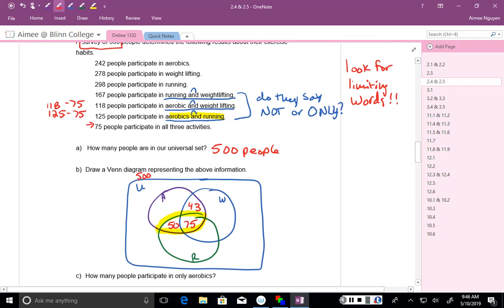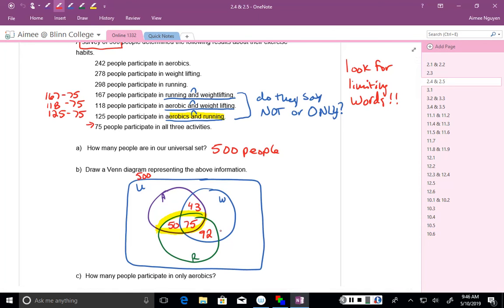And then again, similar thing with running and weightlifting. I'm not saying only or not, and so that means that I'm including those 75 people in the middle. So I have to say 167 minus 75, and that leaves me 92 people that only do running and weightlifting.